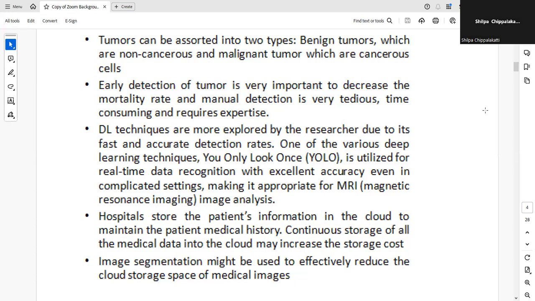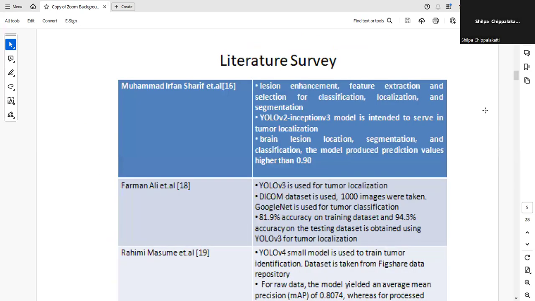Hospitals store patients' information in the cloud to maintain the patient's medical history. Continuous storage of all the medical data in the cloud may increase the storage cost. Image segmentation might be used to effectively reduce the cloud storage space of the medical images. These are some of the literature surveys which we have gone through.